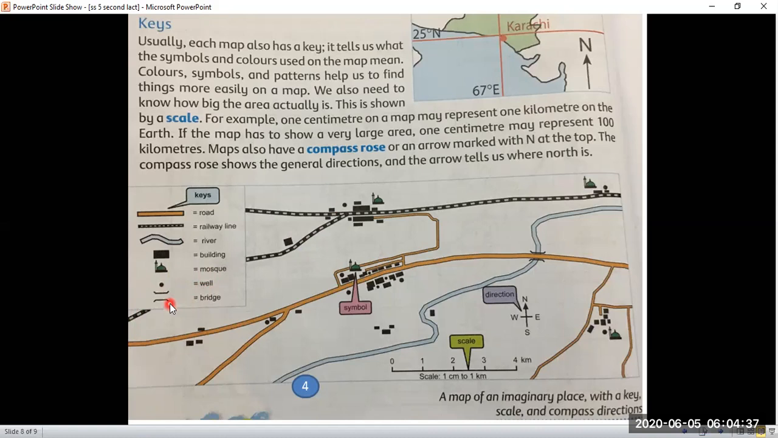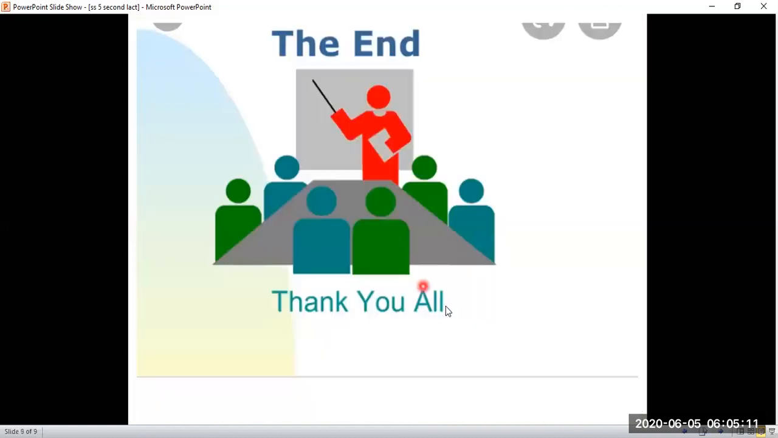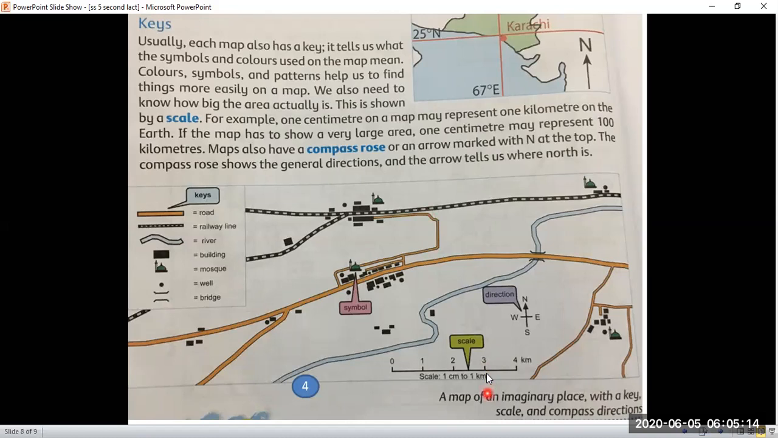And these lines show the bridge. So now from these key points we can understand this map very well. If we come to this one and see this key point, we can understand very well. This sign shows that on the map the mosque is located. On this point the railway line is located.